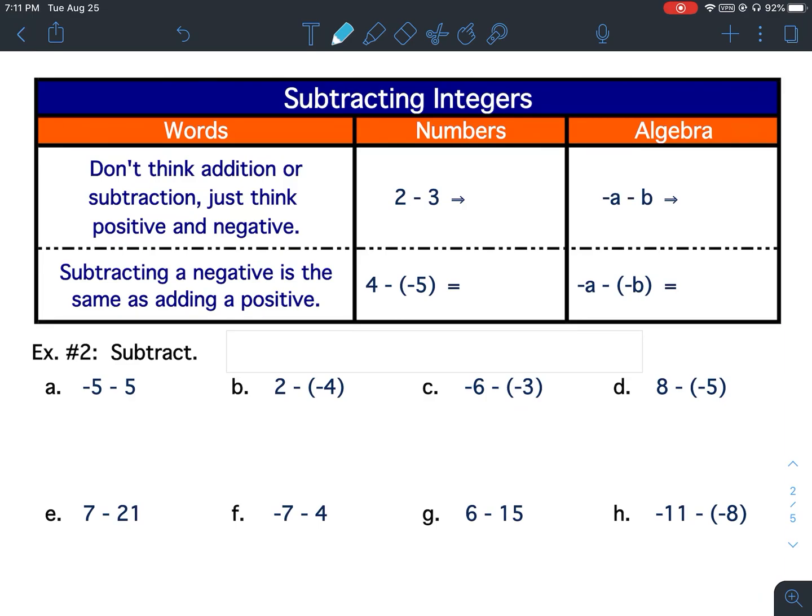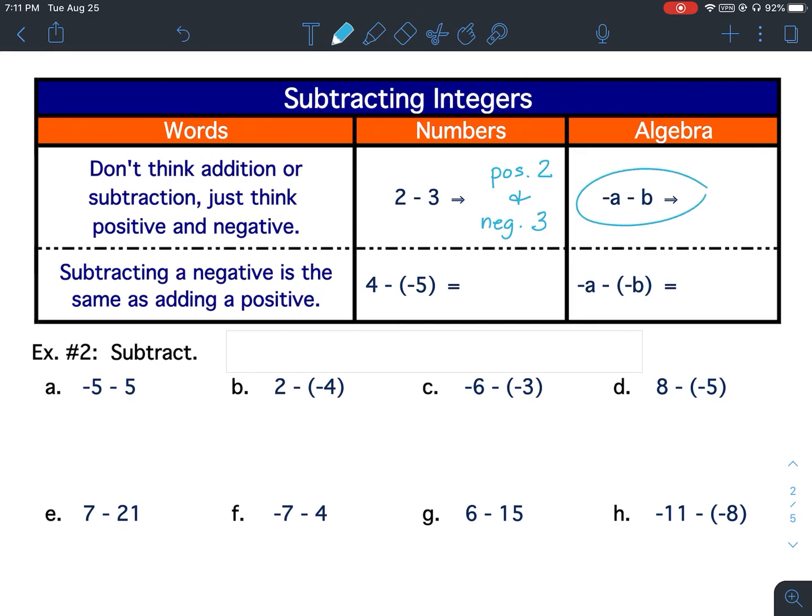You need to stop thinking addition and subtraction, and look at the numbers as positive and negative. So when you look at this right here, don't think of that as 2 minus 3. Instead, you want to look at that as a positive 2 and a negative 3. So instead of thinking of it as 2 minus 3, that's a positive 2, that's a negative 3. My signs are different.